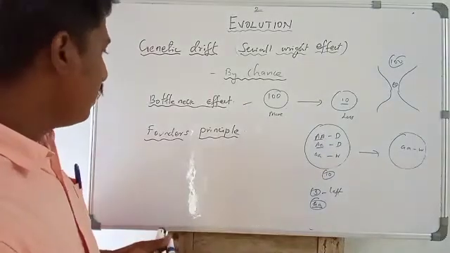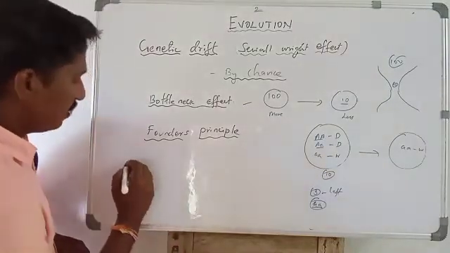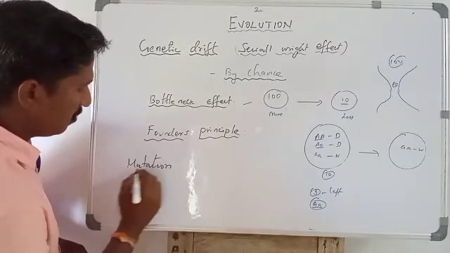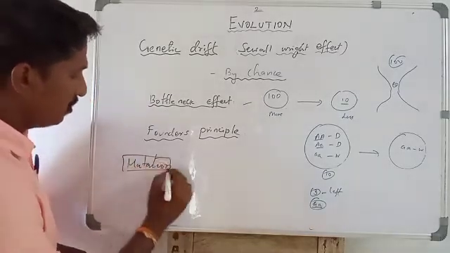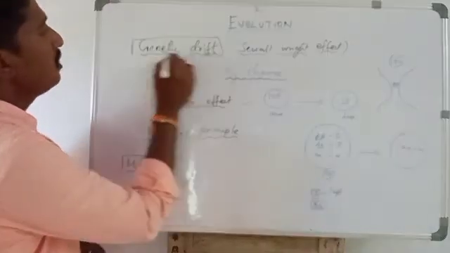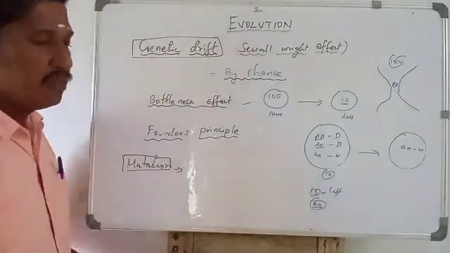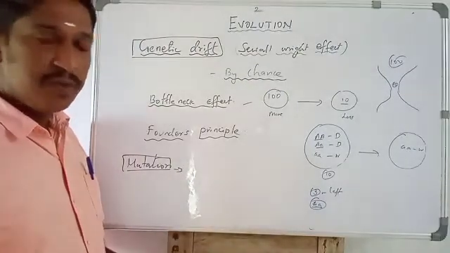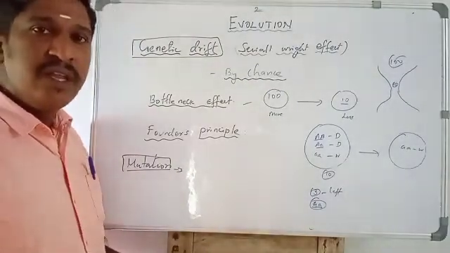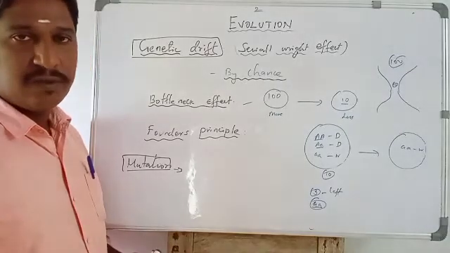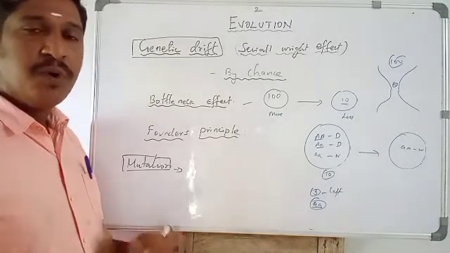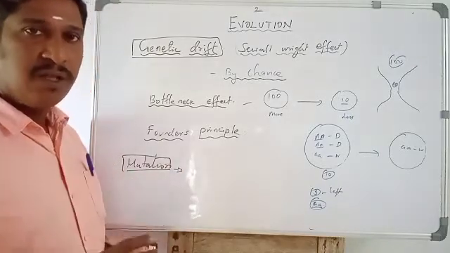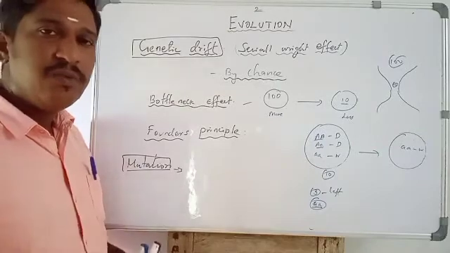Then finally, mutation. Okay, genetic drift, gene flow and mutation. So mutation is the original cause of variations of alleles, okay. So to make new alleles, mutation is the original cause.